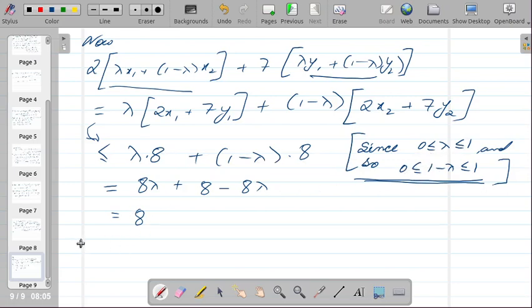So ultimately I have shown that this quantity is less than or equal to 8. When I write equality here, this means this step is equal to this step. So ultimately this step is less than or equal to the first step. This equality means that this is equal to this.